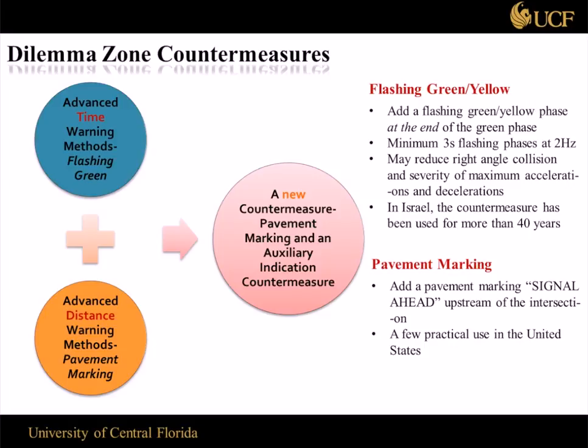This method includes a pavement marking countermeasure. It is a pavement marking, signal ahead, at upstream of the intersection. There are few practical uses in the United States, and in this study, we proposed a new countermeasure which includes both the advanced time warning method and the advanced distance warning method. And I will introduce this countermeasure in detail later.